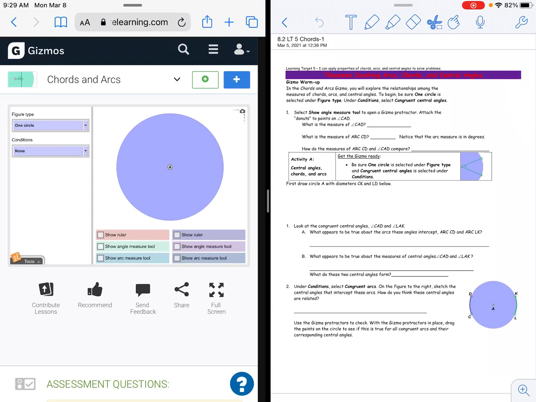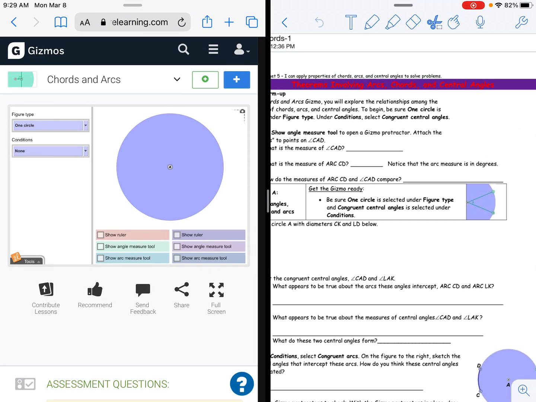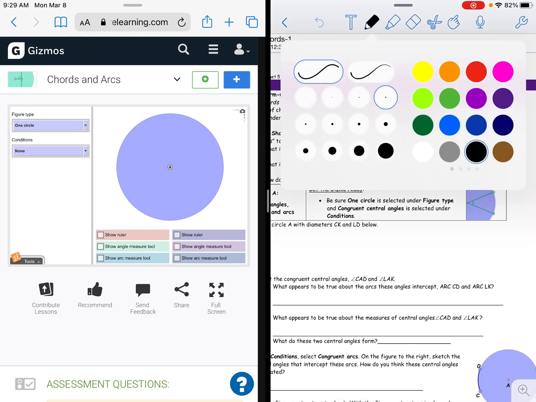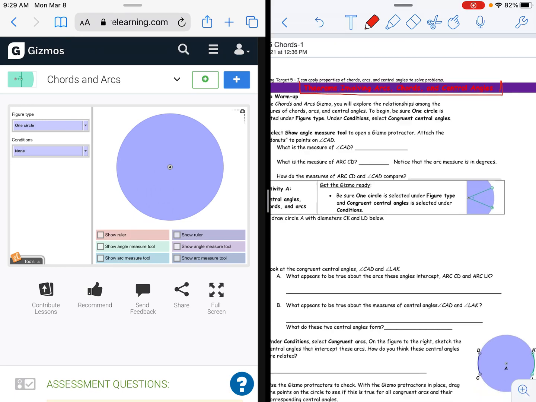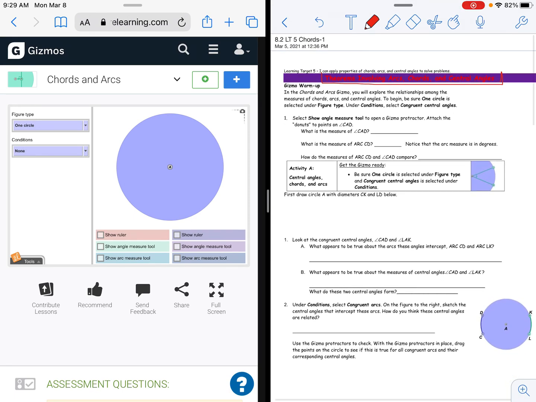All right, students, so we're here and we're going to be utilizing a gizmo today. You don't even have to do the gizmos yourself. I just want you to visualize some things. Something I like about the gizmos is that you can physically see angles appear, move, how they relate, chords, all this fun stuff.